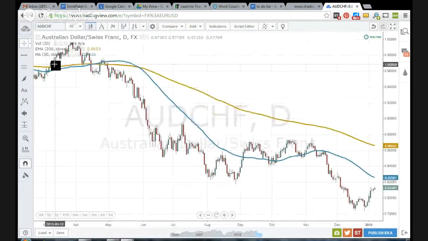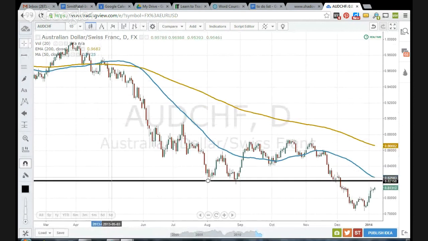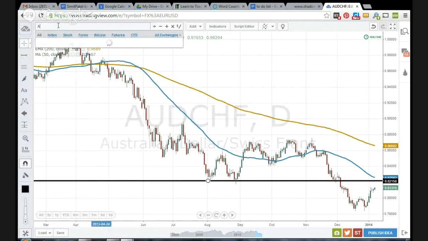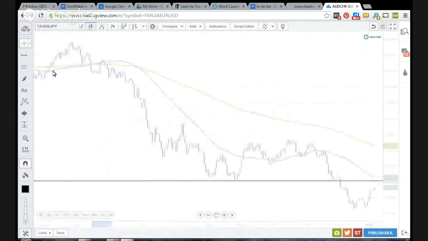Aussie Swiss. And just draw this level here. So we're not doing anything until price reaches that level at least. Maybe still won't do anything, but let's at least wait till price can get to that level.